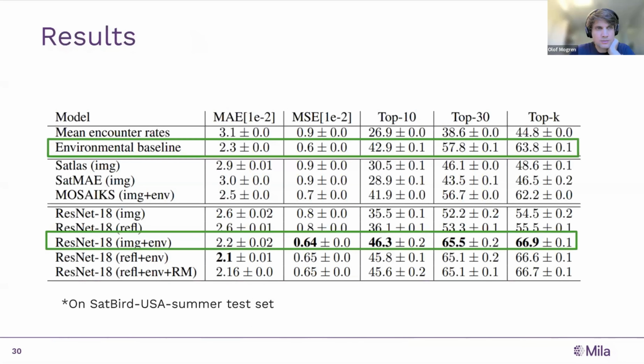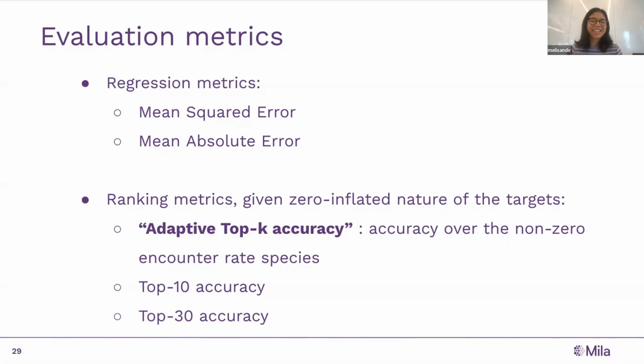A question? Yes. What's adaptive with the adaptive top K? It's adaptive because, well, maybe it could have been called location-specific top K accuracy, but for each location, it's whatever number of species are present in the ground truth. Right. Yeah. Okay.